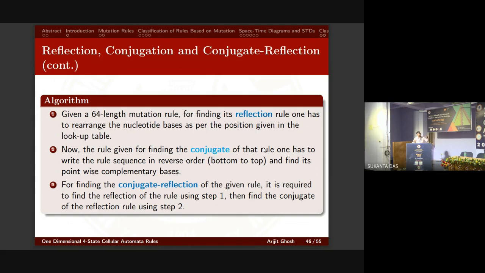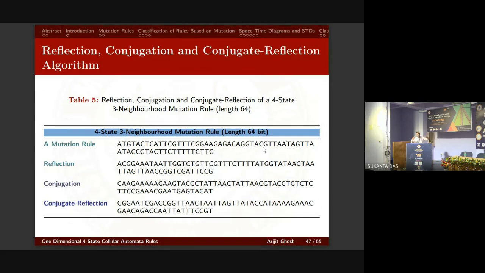For example, let's consider this. This is an arbitrary mutation rule of length 64. So its reflection can be obtained from the lookup table. But the conjugate rule can be obtained by just reversing that mutation rule and taking the complement of each. So thereby we can get the conjugate rule of the given mutation rule.